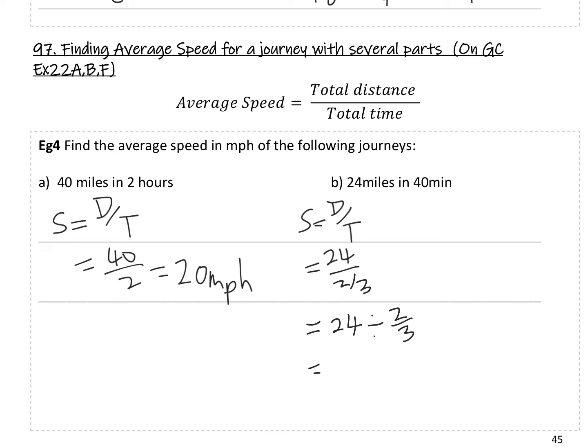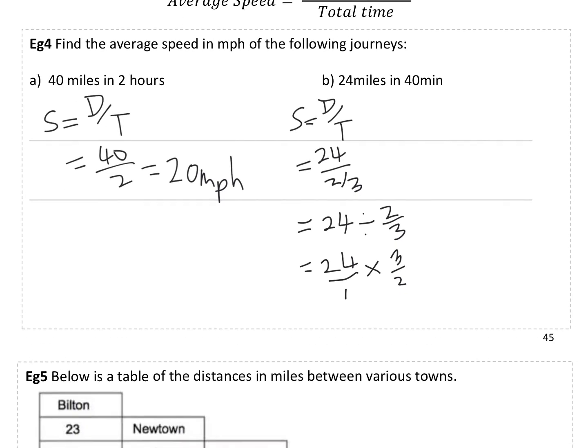So that's the same as doing 24. If we think of these as fractions, keep the first, flip the second, and change the sign. It's 24 times 3/2, 24 wholes that is. We then can simplify before we multiply out. We can divide through by the common factor of 2. Now multiply the numerators, we get 12 times 3 is 36, and the denominator 1 times 1 is 1. So we end up with 36 miles per hour.